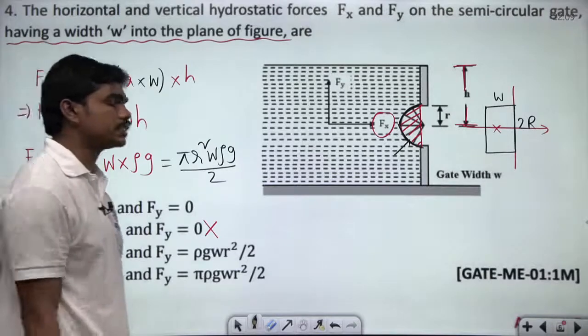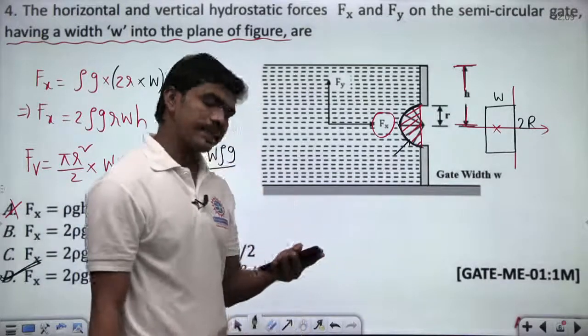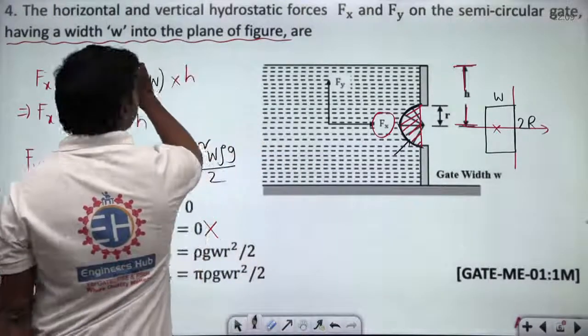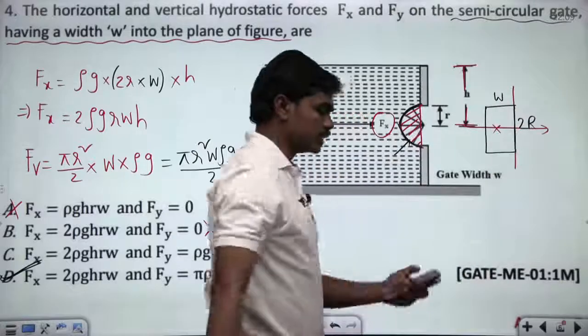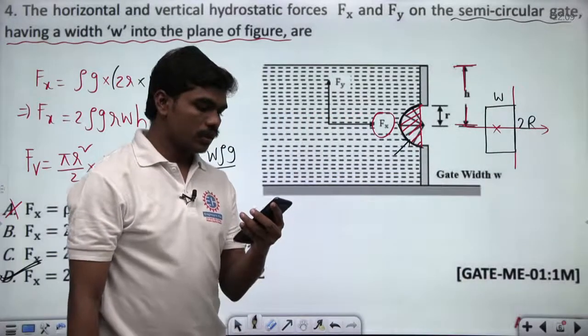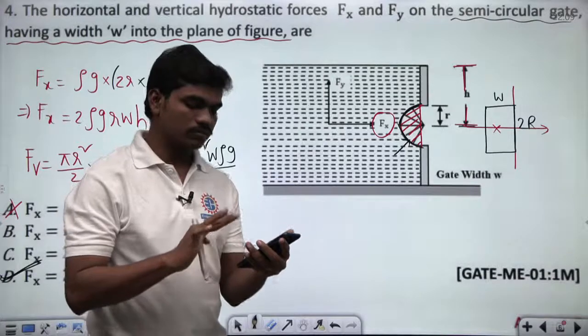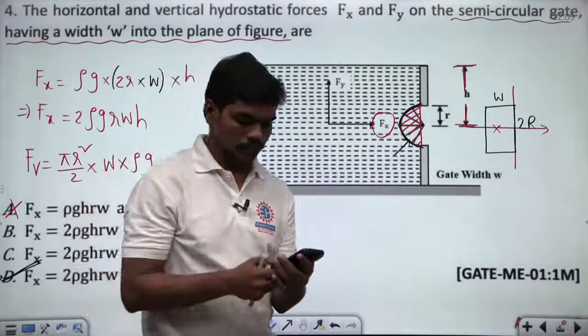So are you all clear with this? Yes, the gate is a semicircle. It's clearly given, a semicircular gate. That's the reason. Clear to all of you? If you are okay, then we'll go for the next question. Clear?